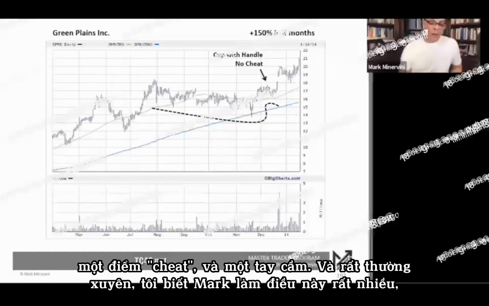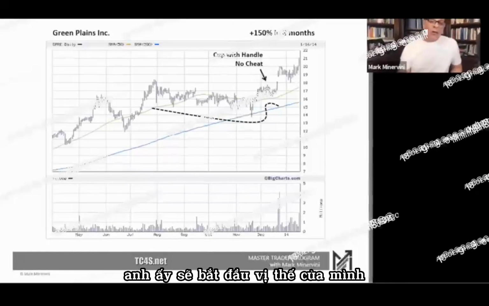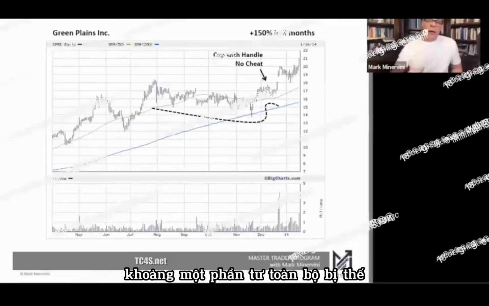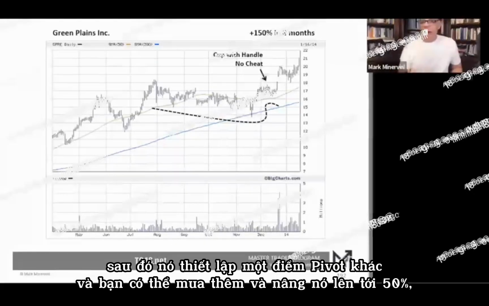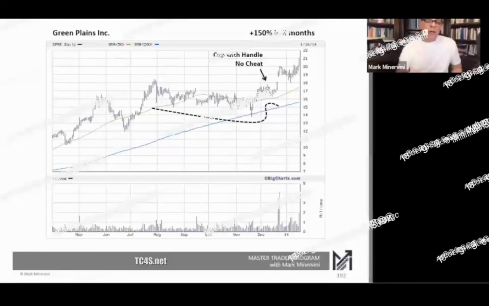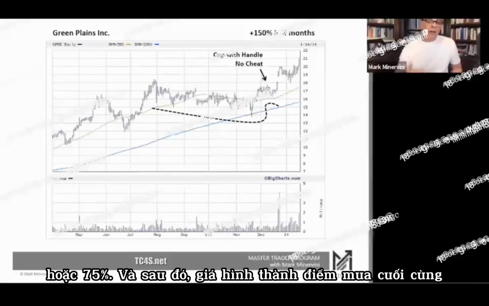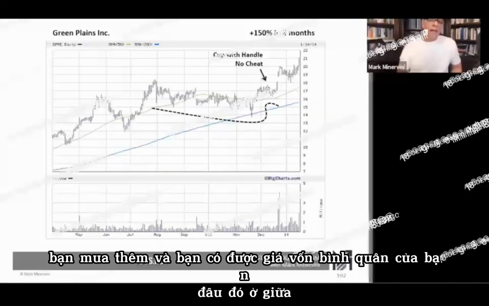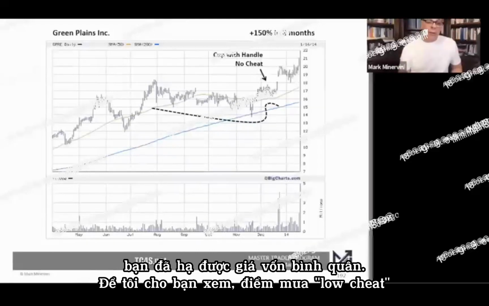And very often, and I know Mark does this a lot, he'll start his position. If you get the low cheat, he'll start a smaller position, maybe a quarter of his position. Now it sets up another pivot. You add and you maybe bring it up to 50%, or 75% position. And then as you form that final pivot point up around the highs, now you're working with some profits. And now you add to that. And now you get that average price somewhere in the middle, and that lowers your average price.